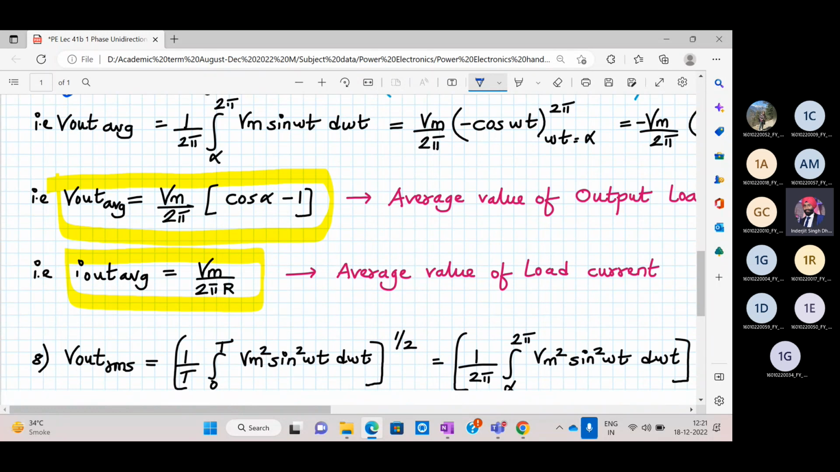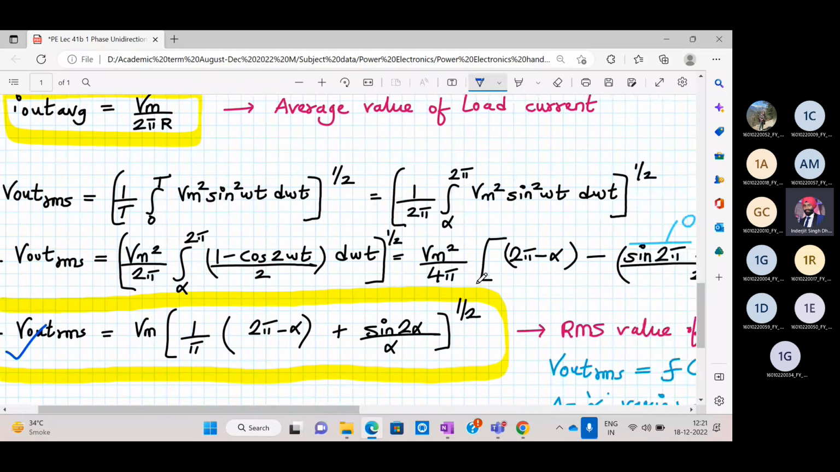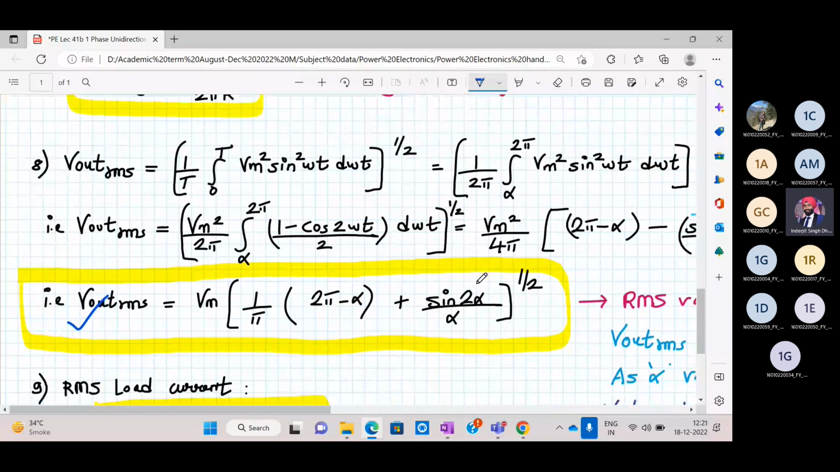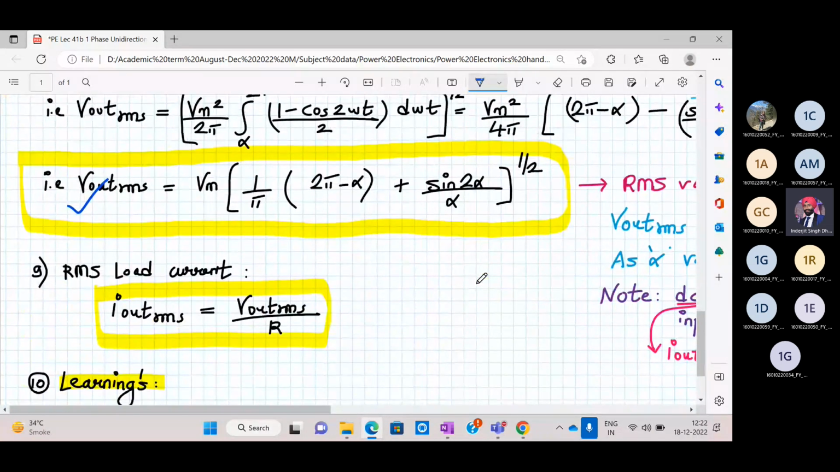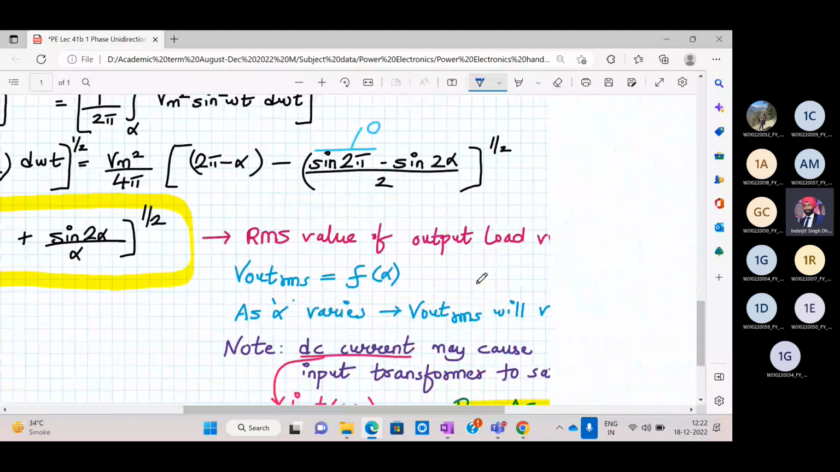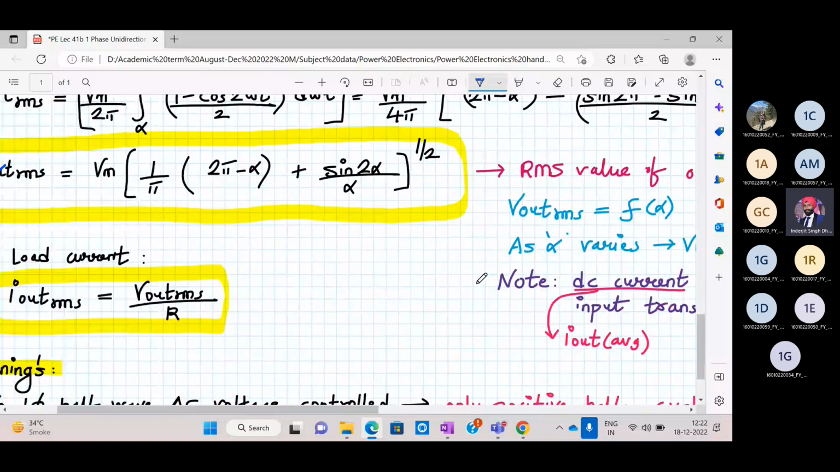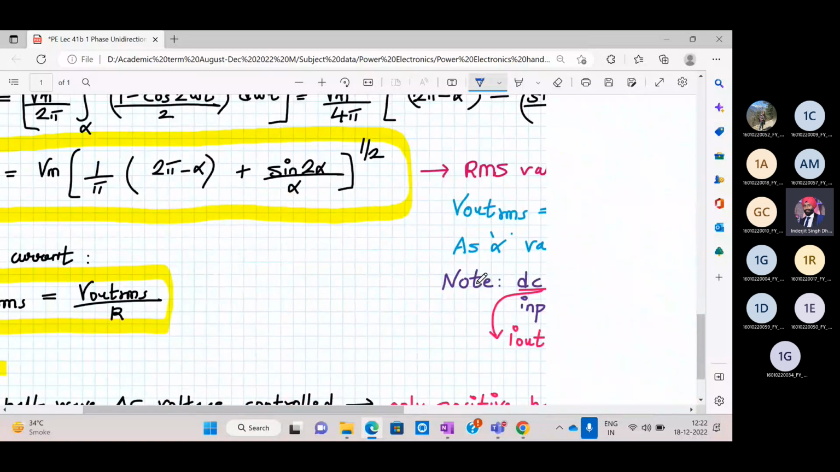On the same lines, you can calculate V out RMS. I am not discussing that in detail. We have done this many times. You can note down the formula for the V out RMS, or it is already there for reference. Rather than discussing this, we'll cover the important topics. Is that okay? And I out RMS will be V out RMS upon R. Okay. So what does it tell you? It tells you that the output RMS value is a function of alpha. So as you vary alpha, we can control the V out RMS value.